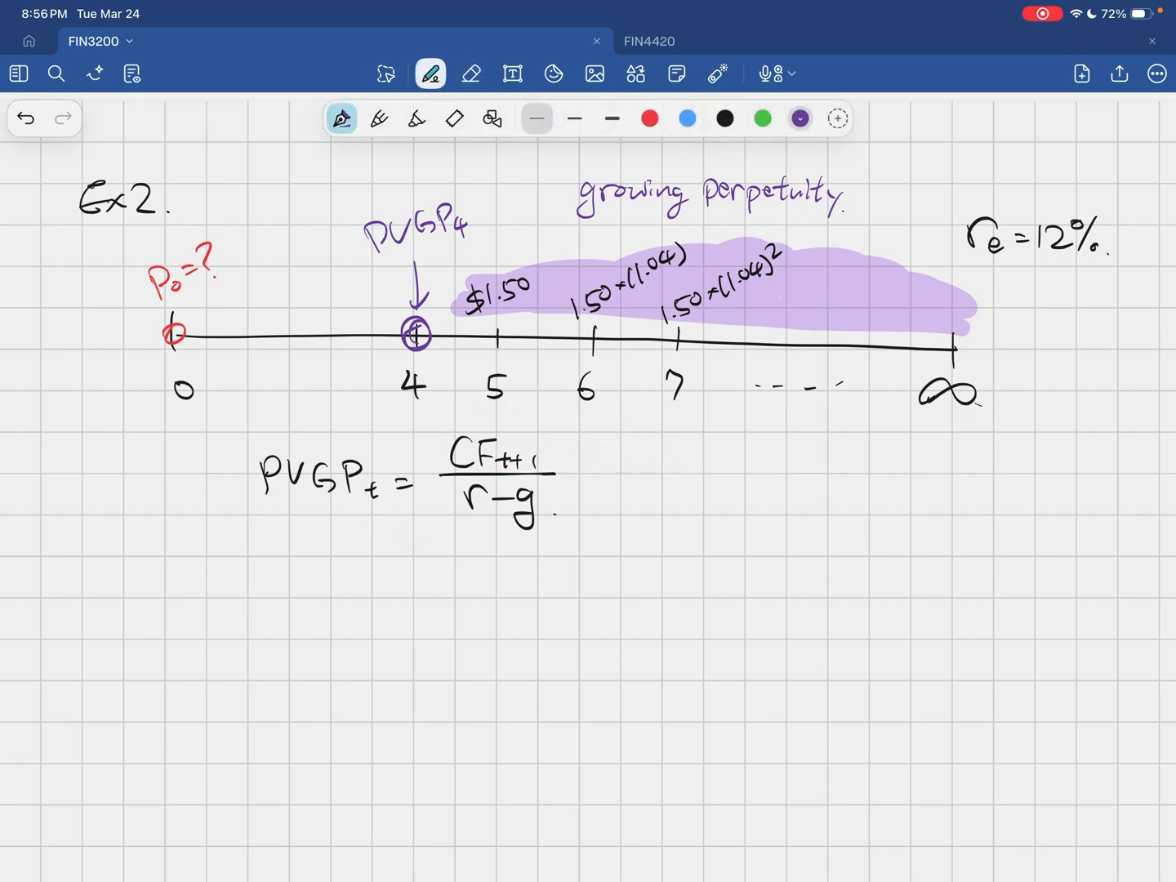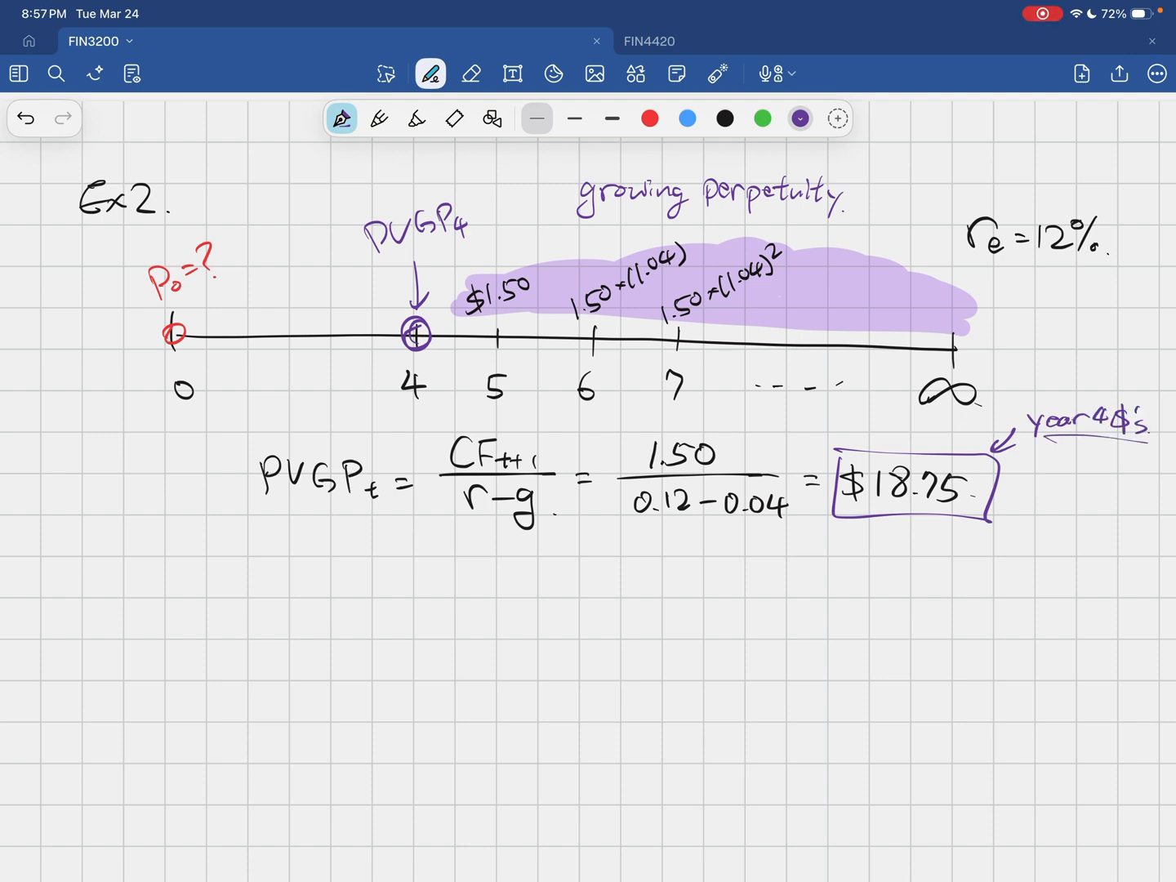Okay, so we're going to put in the numbers. So the first cash flow of the pattern is 1.5. It occurs in year 5. Okay, so this 1.5, and the R is 12%, 0.12, and the G is the rate at which the cash flows grow. Okay, that's 4%, grows at 4% per year. Okay, so we get the value of the perpetuity. It's $18.75. Okay, and as we just said, this is in year 4.